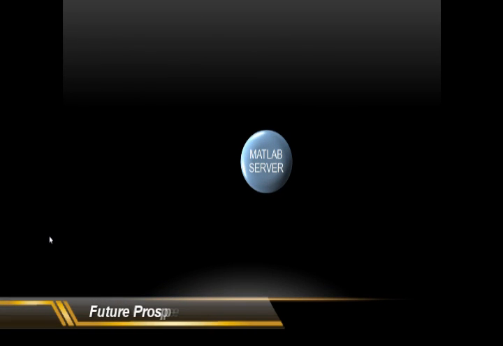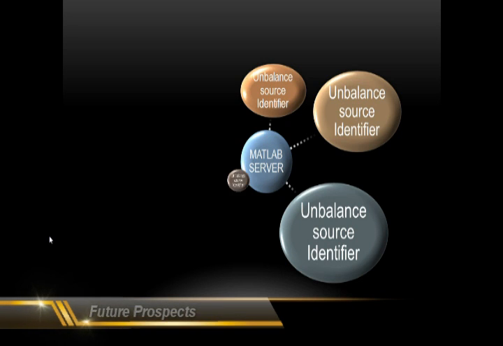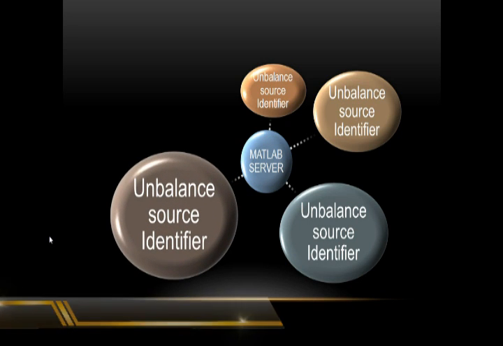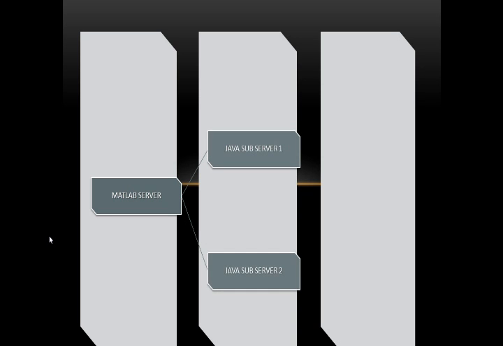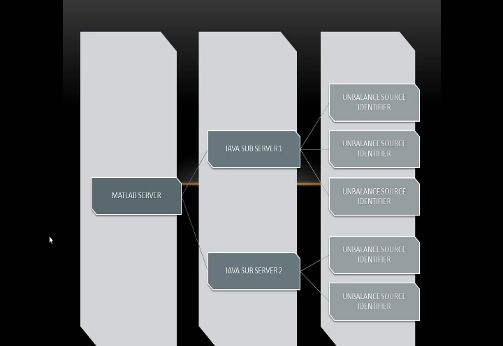Right now, we have implemented hardware in which a single unbalanced source identifier is connected to a single MATLAB server. But in a real system, there would be thousands of unbalanced source identifiers connected to the MATLAB server. This many hardware circuits may lead to inconsistency in case of simultaneous unbalancing in more than 2 circuits. So we have proposed Java sub-servers like this in between the microcontroller and MATLAB server to reduce inconsistency.